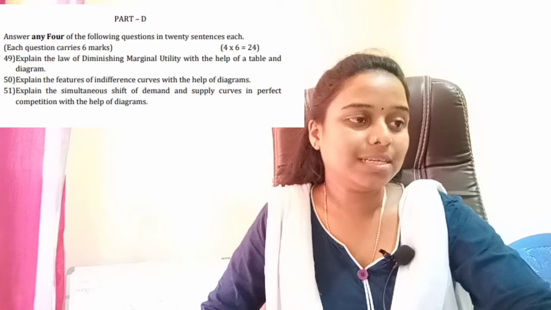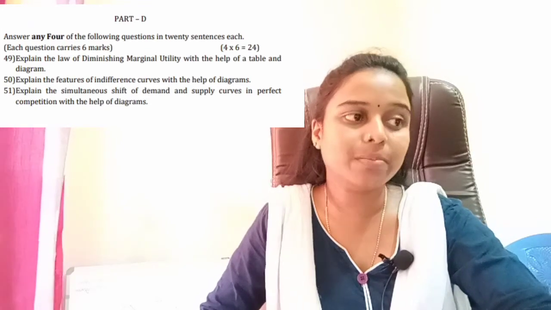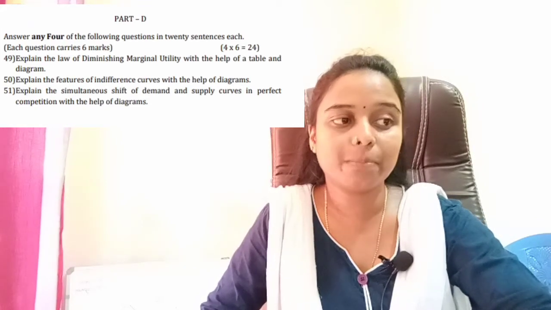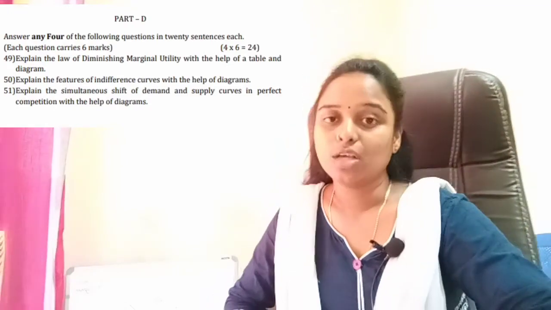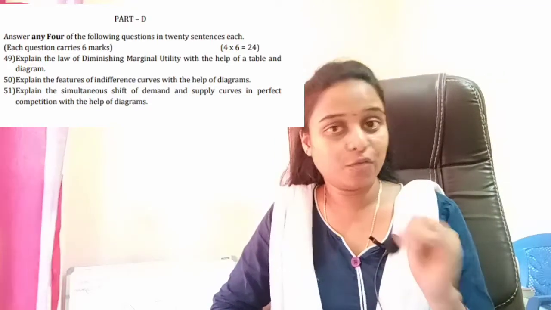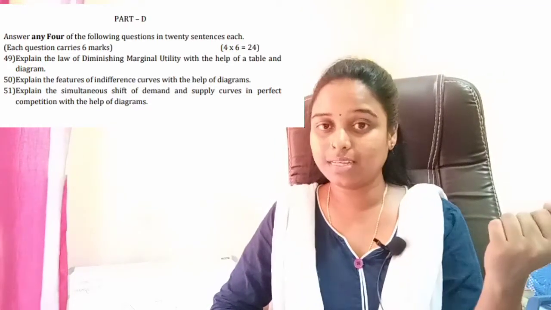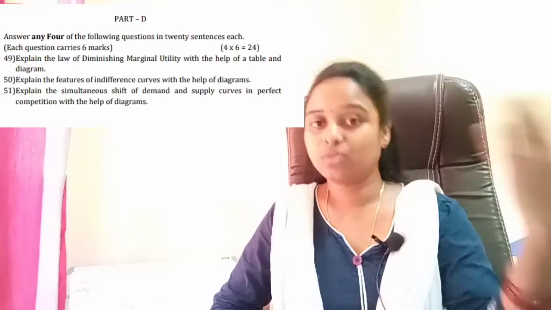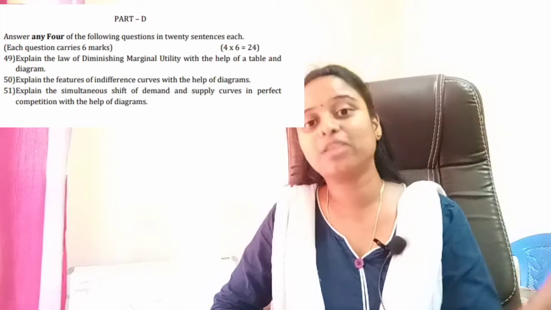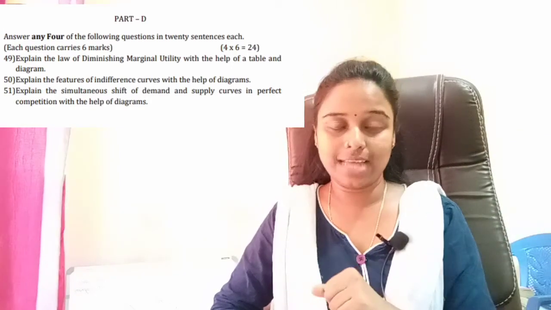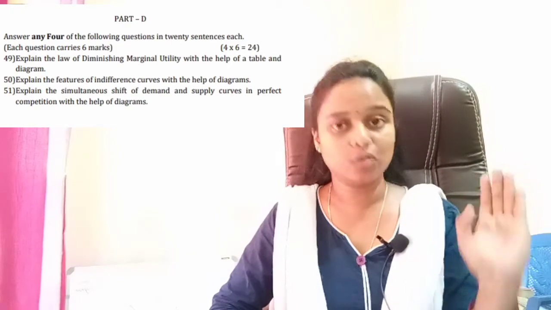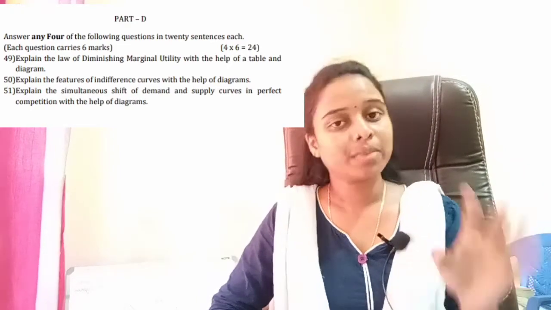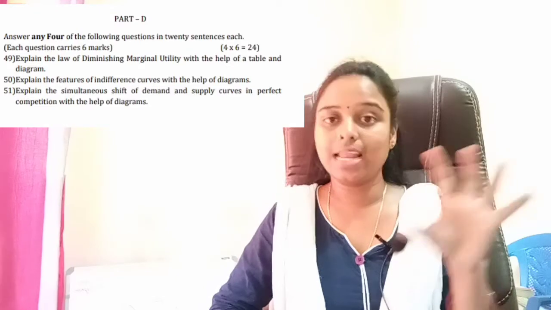Next, third question is, explain simultaneous shift of demand and supply curves in perfect competition with the help of diagrams. So here we have 4 possible ways. If you remember, recently I had posted the video. So 4 possible ways there: both demand and supply curves moving leftwards, both moving rightwards, and then the opposite directions. So there are 4 possible ways, and you have diagrams also for this. 4 diagrams I had shown. So draw those diagrams and explain the possibilities.